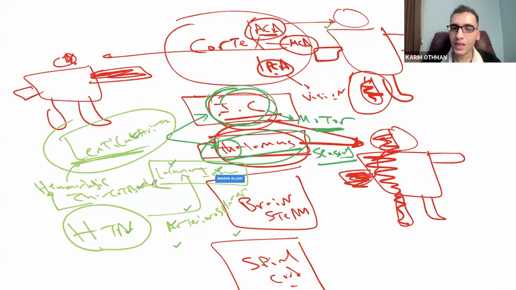So again, the internal capsule and the thalamus are supplied by an artery called the lenticulostriate artery. This lenticulostriate artery can be affected by hypertension. Why? Because we know that hypertension is the most important risk factor for stroke in general. And hypertension can affect the lenticulostriate artery in two ways. Either it can cause bleeding, from the Charcot-Bouchard microaneurysms.